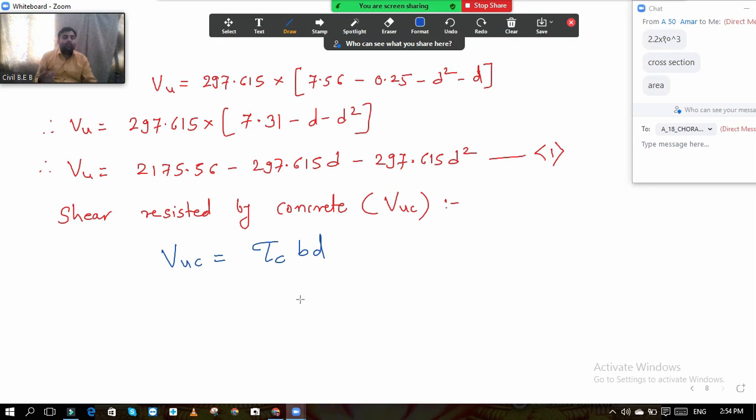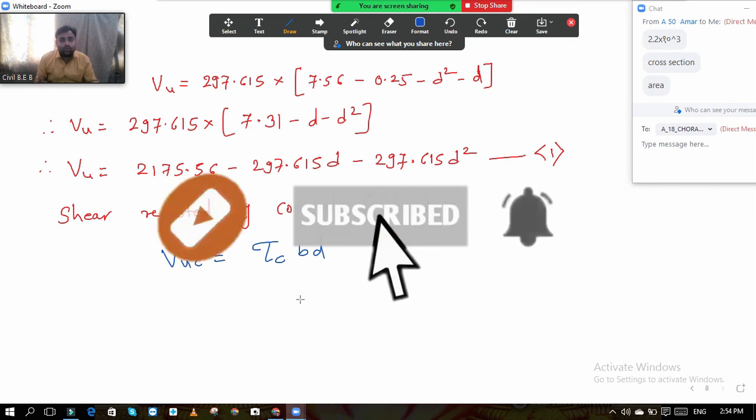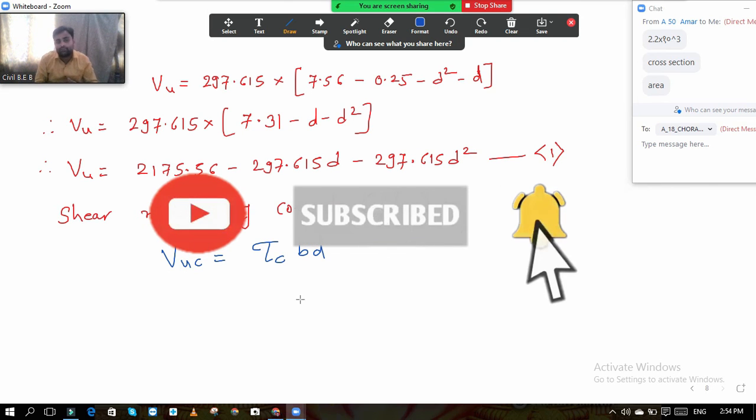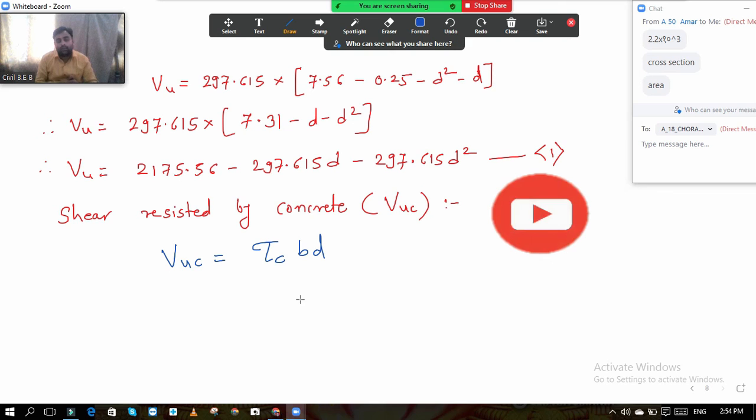Okay, and in the next lecture, maybe tomorrow or day after tomorrow, we will continue this problem from this point, and I will tell you which area will come into the contact. Probably if I get some model, I will come with some model so that it will be easier for you to understand. Cross sectional area is not the correct answer.